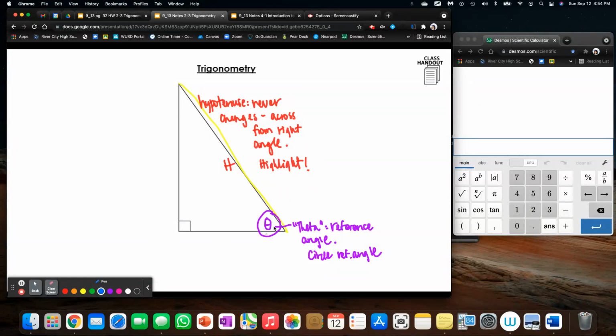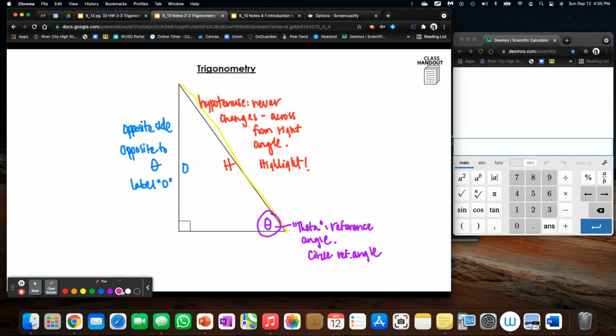If our reference angle is here, the two other sides are called the opposite side and the adjacent side, and that's in relation to our reference angle. The opposite side is the side that is opposite to the reference angle. So using this as our reference angle, this is going to be the opposite side. We're going to label that O, and it's opposite to theta. We're always going to label it with an O.